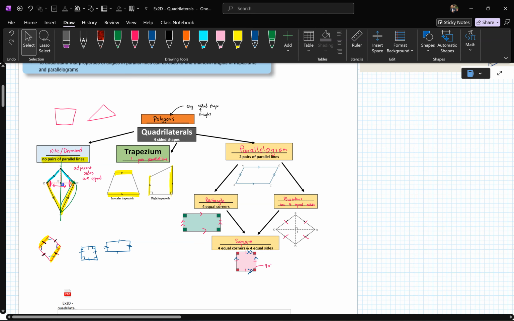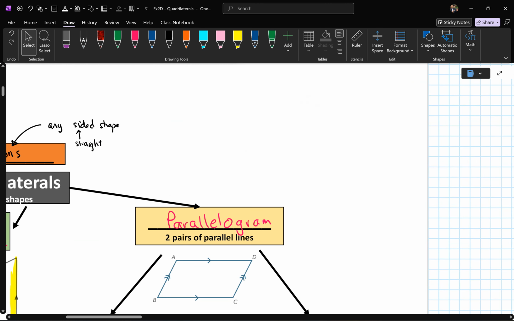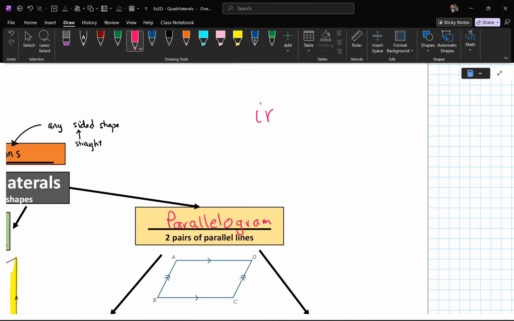Anyone remember what the 7th one is? So that's your 6 main shapes. What's the 7th one? Starts with I. What was that? Irregular shapes. Irregular. Why? Because you can draw a 4-sided shape that doesn't match any of those.